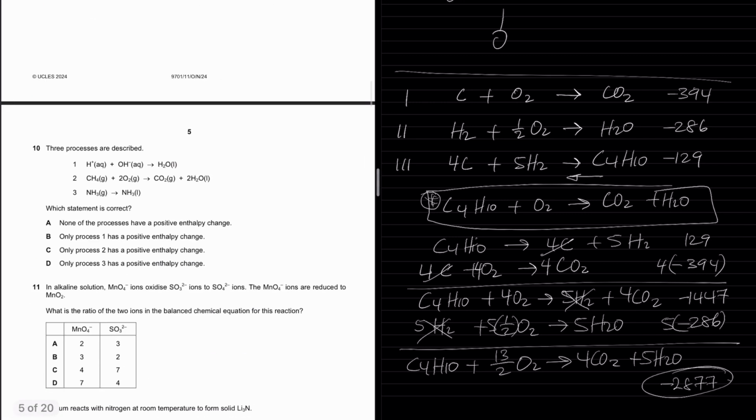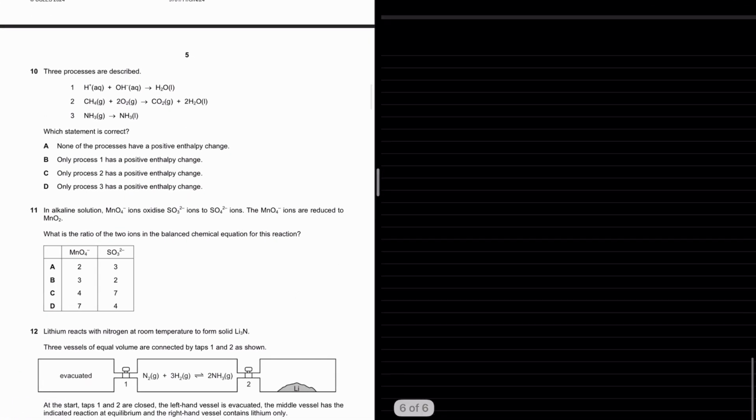Now let's take a look at the last question, question number 10. They want to know, 3 processes are described, 1, 2, 3, which statement is correct? So they want to know: none of the processes have a positive enthalpy, only process 1 has a positive enthalpy, process 2, or process 3. So if I look at the first one, H plus OH minus gives H2O. That is a neutralization reaction. And neutralization reactions are exothermic, meaning heat is given off, energy is given off. Right? So that delta H is less than 0.